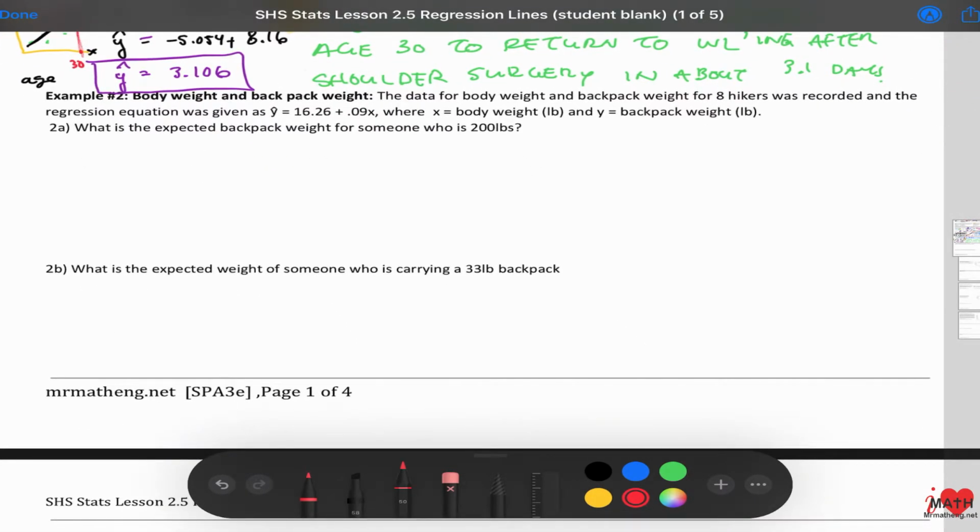All right, example number 2. Let me read it and then you try it. Body weight and backpack weight. The data for body weight and backpack weight for 8 hikers was recorded, and the regression equation was given as y hat equals 16.26 plus 0.09x, where x is the body weight in pounds and y is the backpack weight in pounds. Go ahead and try 2A and 2B on your own. Press pause and then press play to hear me go over the problem.